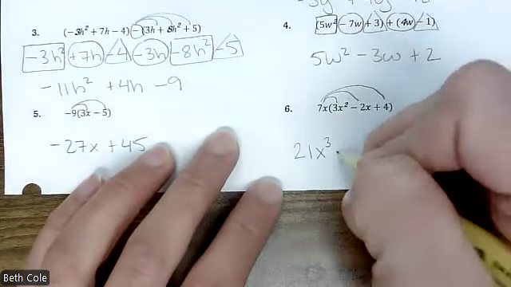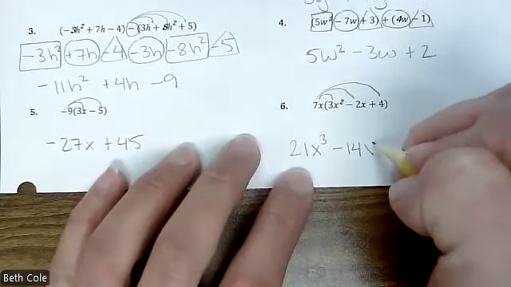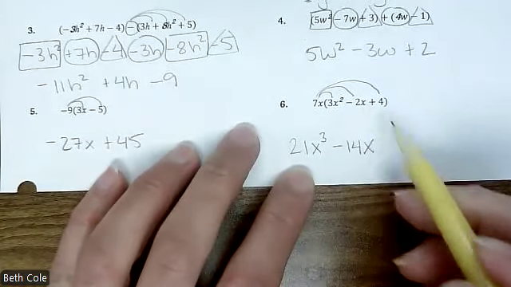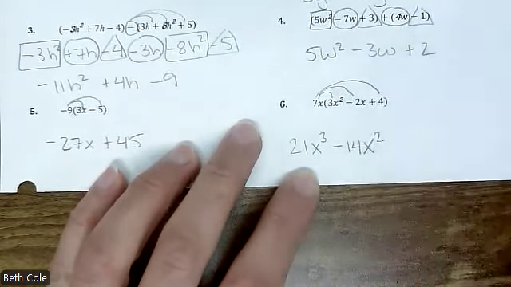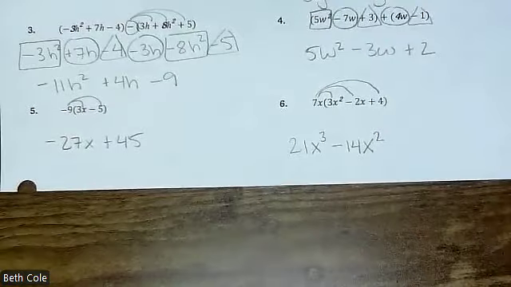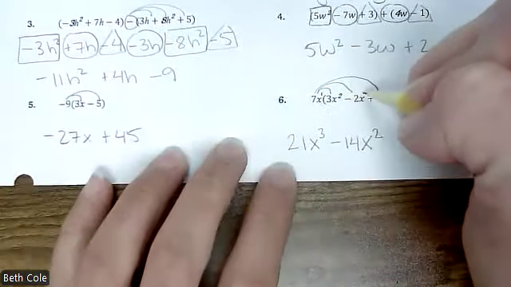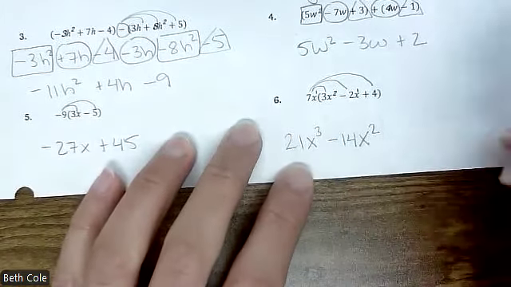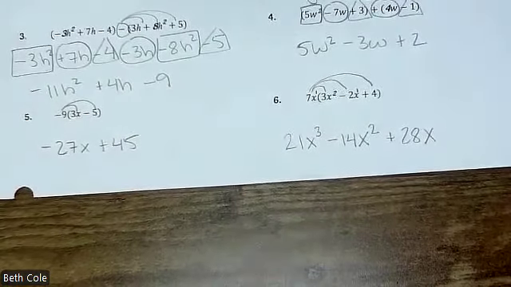7 times -2 is -14. And this is a very commonly missed thing. X times x is not just x. It would be x squared. The reason that's commonly missed is because these ones aren't written in there. You can always put them though. 1 plus 1 equals 2. All right, and then 7x times 4 is 28x.